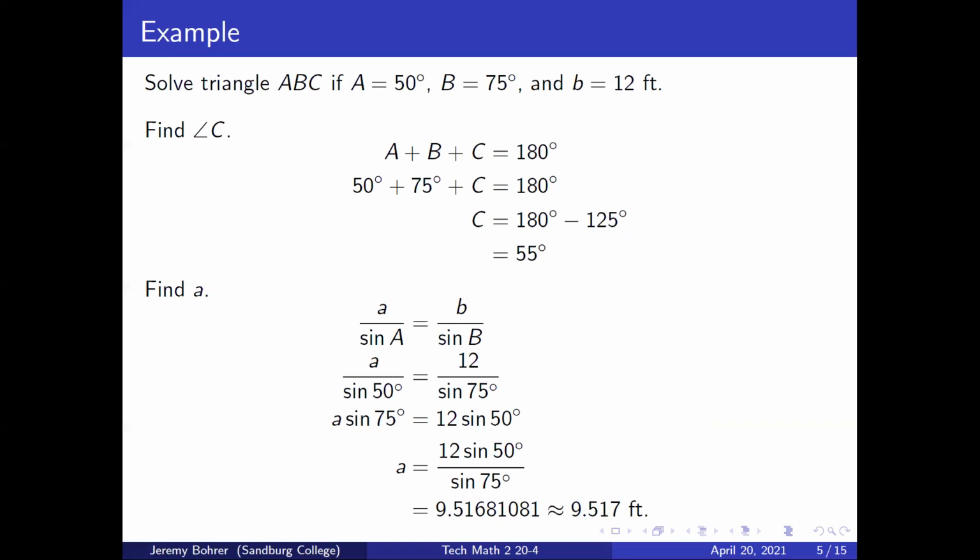By the law of sines, a divided by sine of capital A equals b divided by sine of capital B. So that's a over sine 50 equals 12 over sine 75. Which means, cross multiplying, that a times sine of 75 degrees equals 12 times sine of 50 degrees. So a is 12 sine 50 over sine 75, which gives us 9.51681081, or about 9.517 feet.